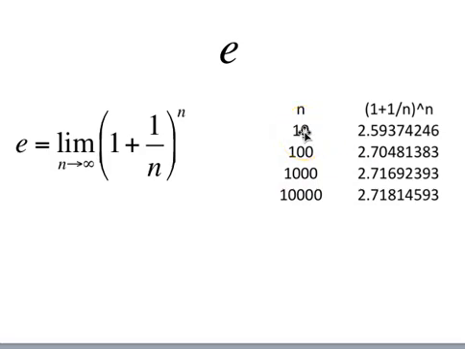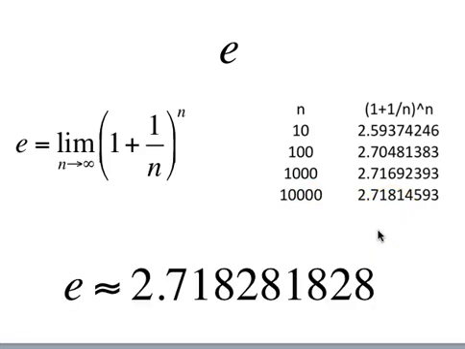I plugged in some various values for n. If n is 10, (1 plus 1 over 10) to the 10, we get about 2.59. (1 plus 1 over 100) to the 100th, about 2.7048. Here's the 1,000 I mentioned, (1 plus 1 over 1,000) to the 1,000, about 2.717. And with 10,000, about 2.718. I've got the approximation for e out to that many decimal places, 2.718281828, and then the decimals change beyond that. And this is, again, a very important number because it's going to define an important function.